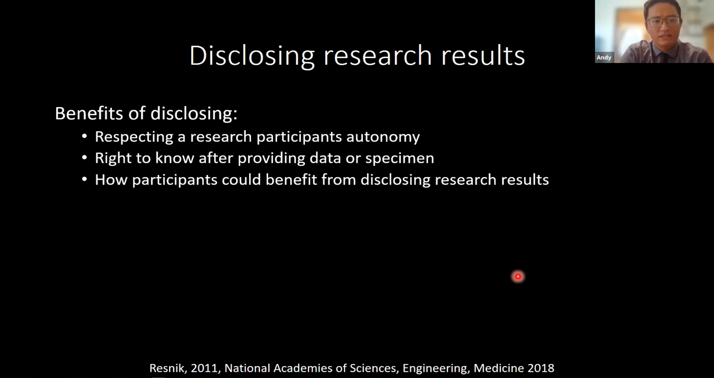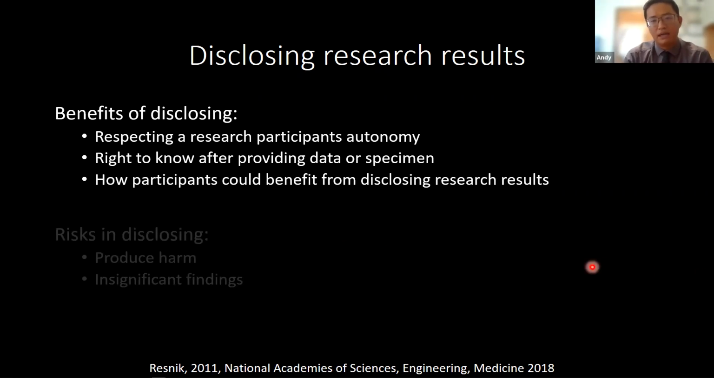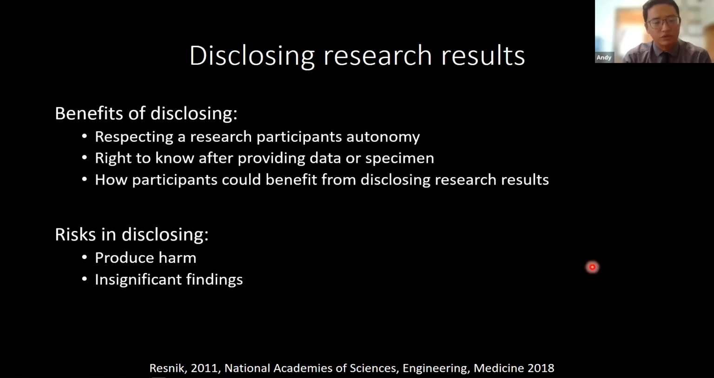So, and I think rightfully so, they have a right to know. They're providing time and providing data for your study along with biospecimens. And then the last one is, how could the participant really benefit from disclosing? And this can actually significantly alter how they manage their life, family planning, financial planning, etc. So I think there are significant implications based on what the research results show. The negative side, though, is the doing no harm. And this can really come about by disclosing results that are potentially insignificant or not verified.